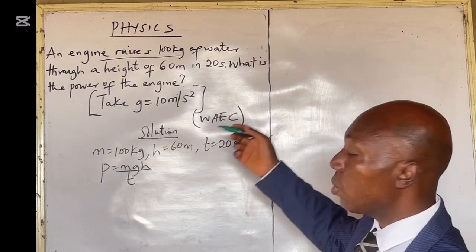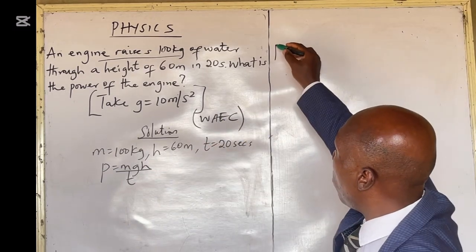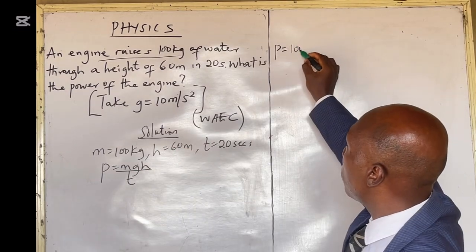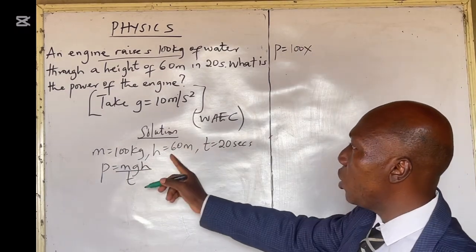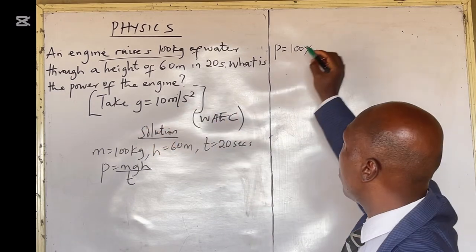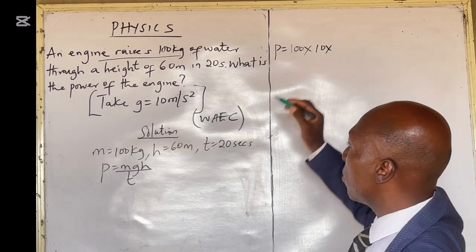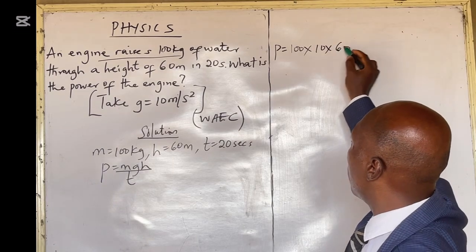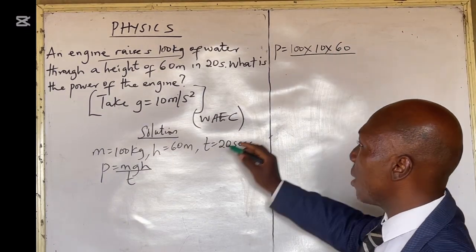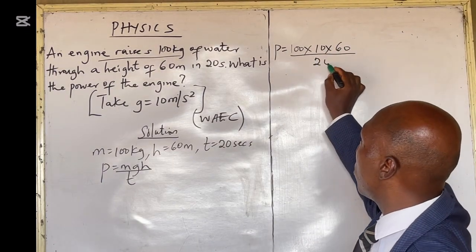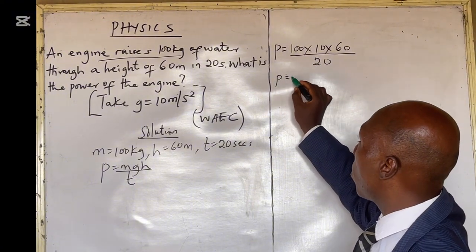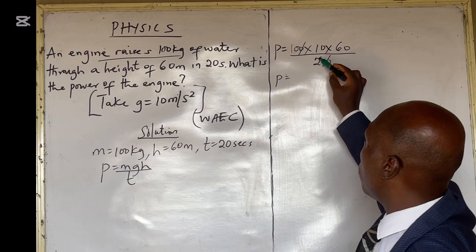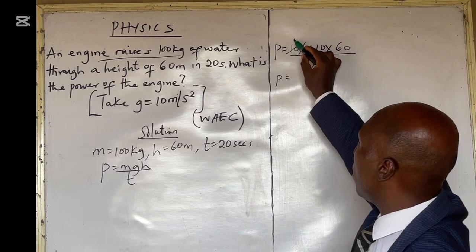So when we substitute in the formula, the power will be: mass is 100, our g in the question is 10, times our h, the height, that's 60, over our time, 20. So we have power. When we cancel the zeros, we are left with 2 here; 1, 2 in 10, 5.